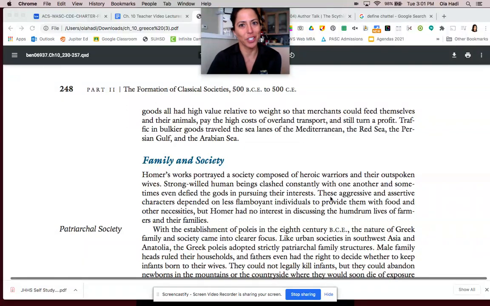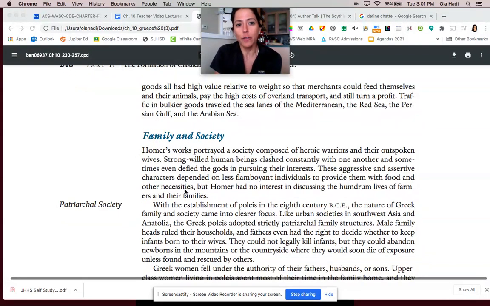We'll be using the Traditions and Encounters textbook to study ancient Greek family and society, starting in chapter 10 on page 248. So find the heading that says Family and Society. The first paragraph in this section is referencing the vignette.